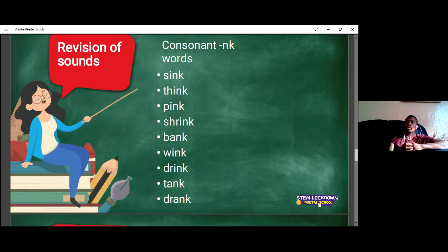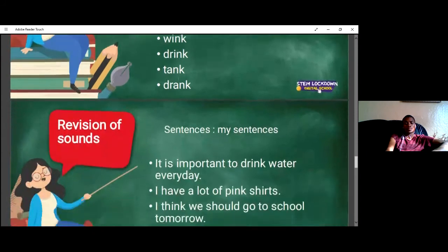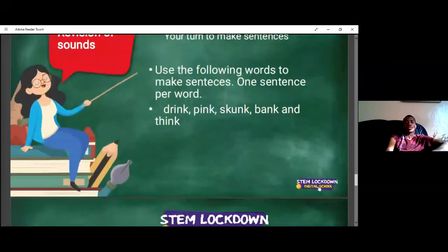20 seconds remaining. 8, 7, 6, 5, 4, 3, 2, 1. Time up.